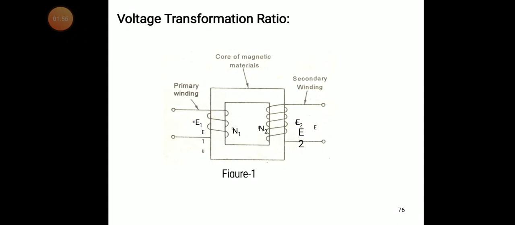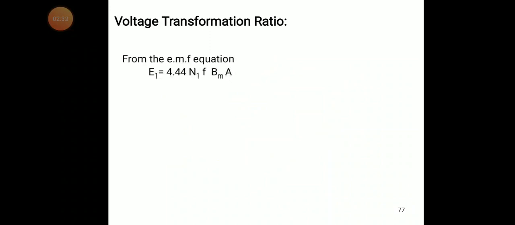Now you can see the core type transformer. The core type transformer has a primary winding and a secondary winding. The induced EMF of the primary winding is E1, and of the secondary winding is E2. The primary winding turns are N1, and the secondary winding turns are N2. So these are the basic parameters of the transformer. Now we try to discuss the voltage transformation ratio.